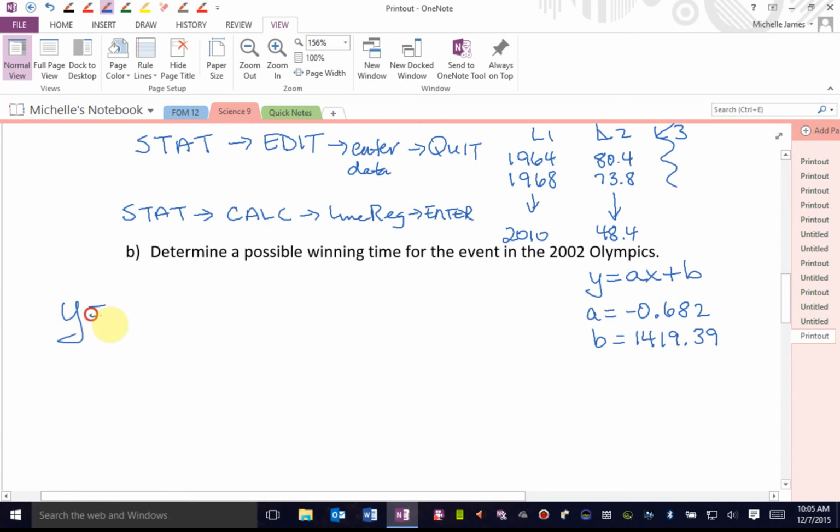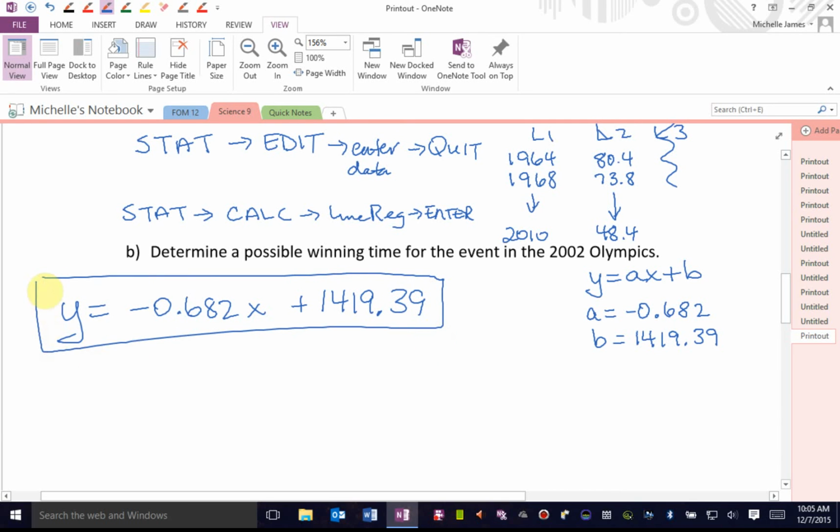So your equation is y equals negative 0.682x plus 1419.39. That's the equation. This is the answer for A, because A says what's the equation?